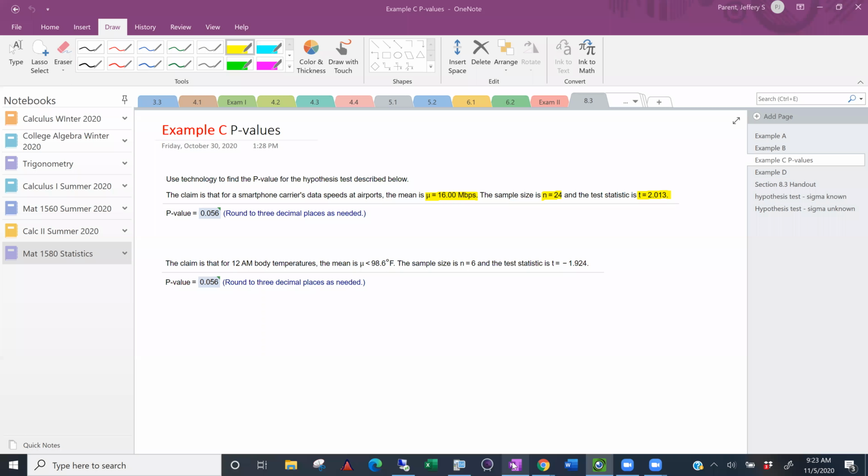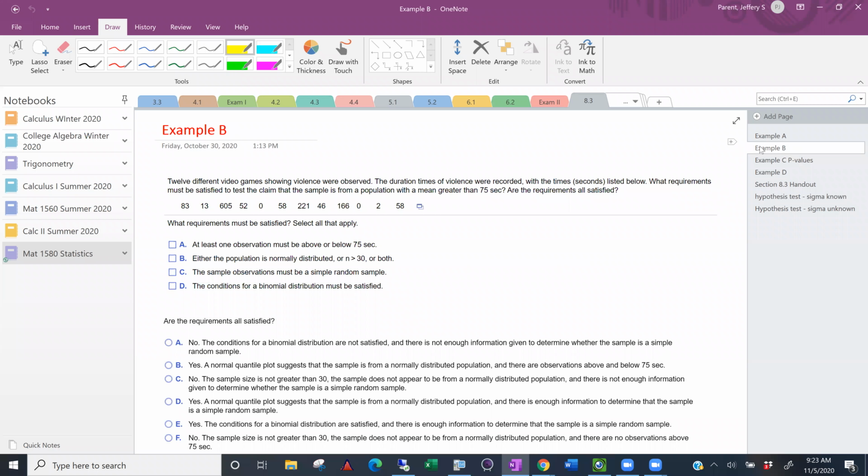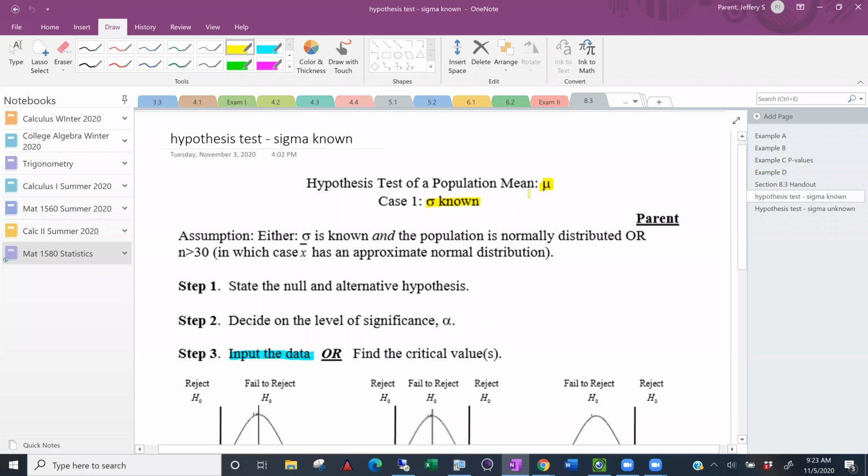So let's do some actual problems then. And I think we'll start by looking at these two cases. This one is just not going to happen. If for some reason you are given the standard deviation, we can take care of that in the software.